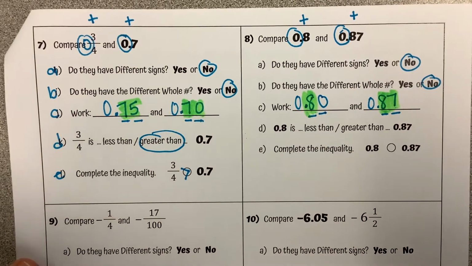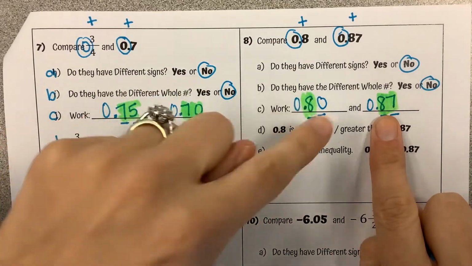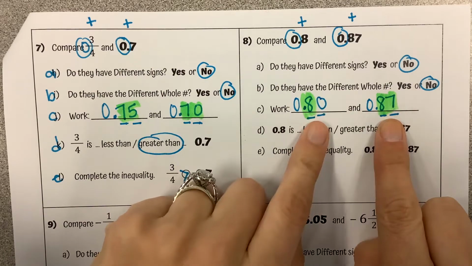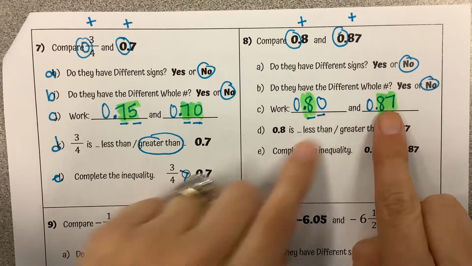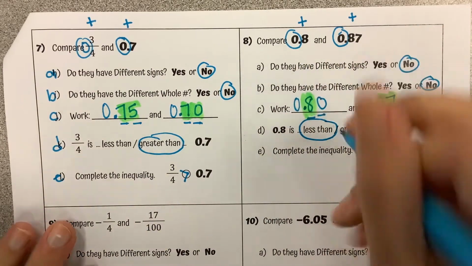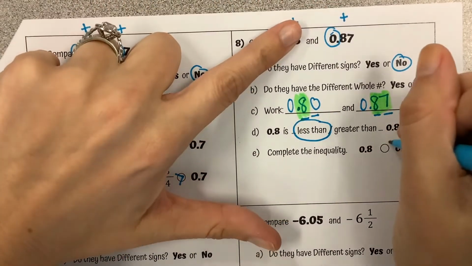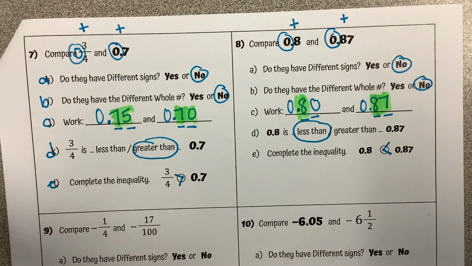Now we can compare. Their positives, is 80 less than or greater than 87? 80 is smaller than 87. It is less than. Less than is on the left. Turn our hand. That is the inequality symbol we need.